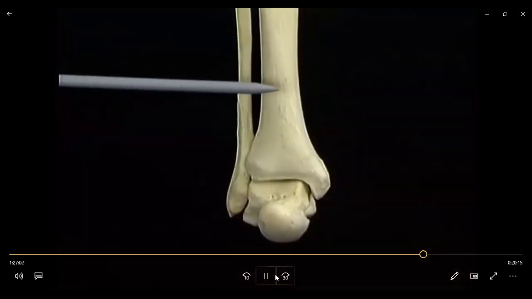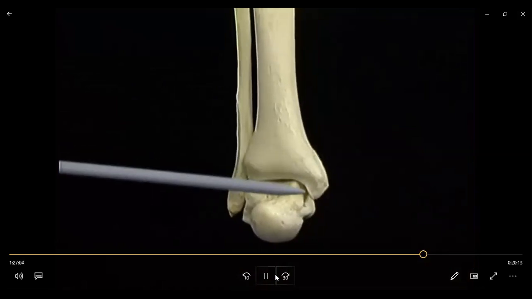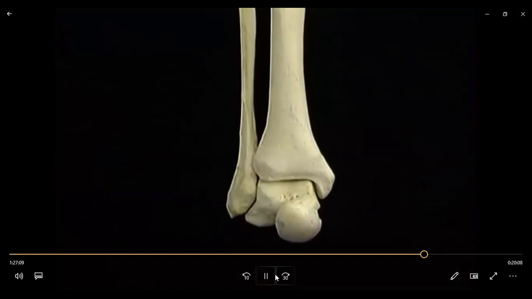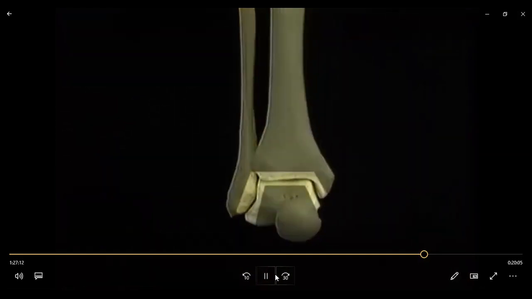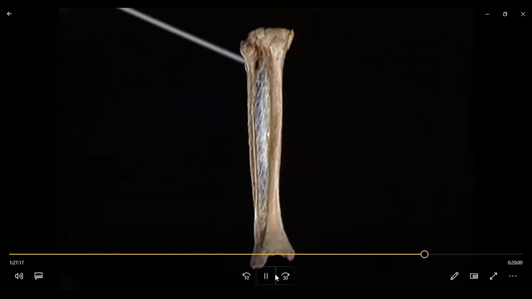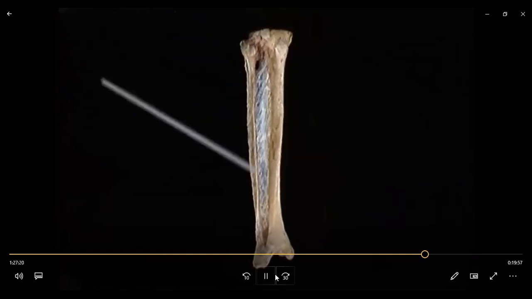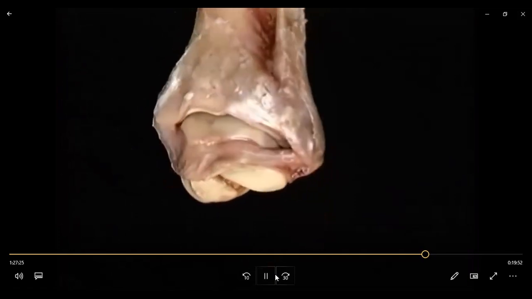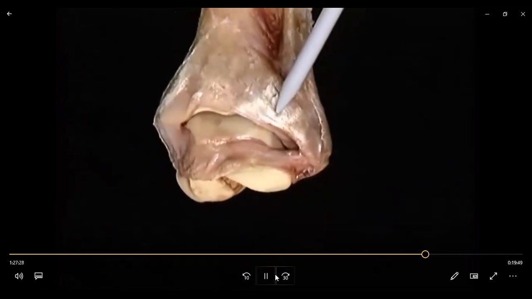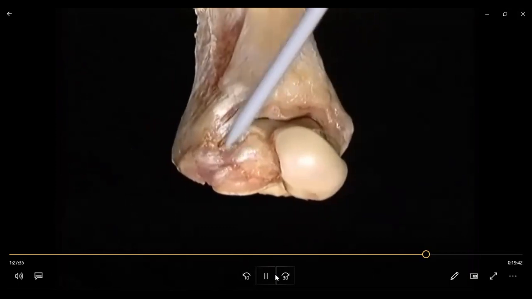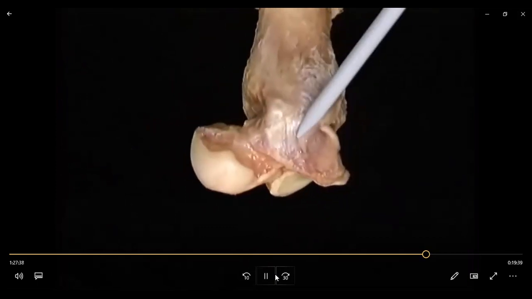Here's the tibia, the fibula, the medial malleolus, the lateral malleolus, the talus, and the ankle joint. Here's the interosseous membrane, the proximal tibiofibular joint, the distal tibiofibular joint, the posterior tibiofibular and talofibular ligaments, the anterior tibiofibular and talofibular ligaments, and the deltoid ligament.